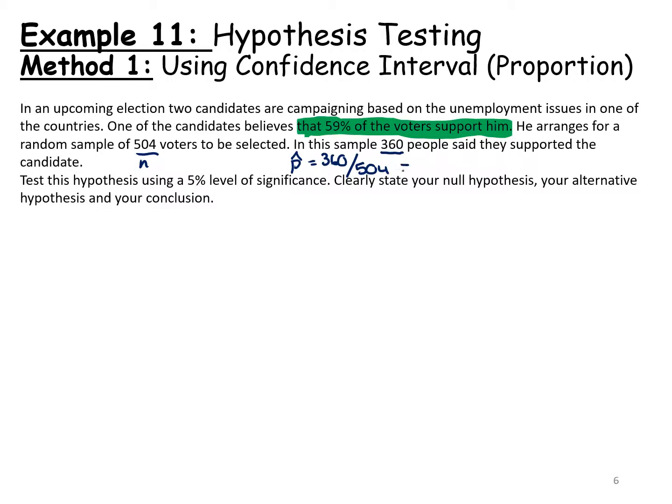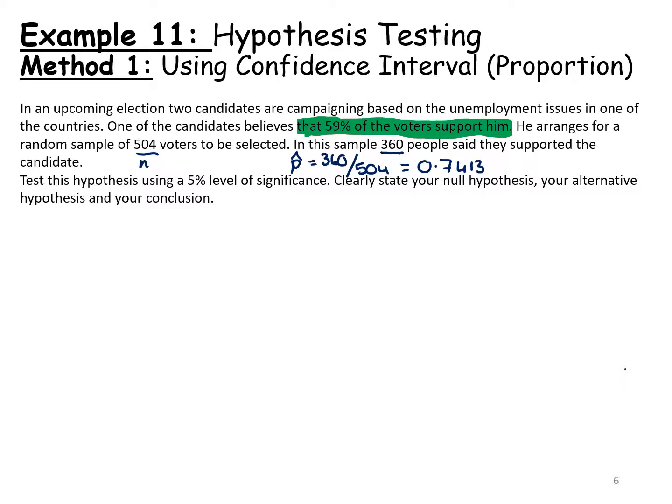To help us out a little bit with that, we'll turn it to a decimal. So that's 0.7143 to 4 decimal places. Okay, so that's something I would do as we work through it, but you can also wait till we get to that part within the answer of the question. Test the hypothesis using a 5% level of significance. Clearly state your null hypothesis, your alternative hypothesis, and your conclusion.